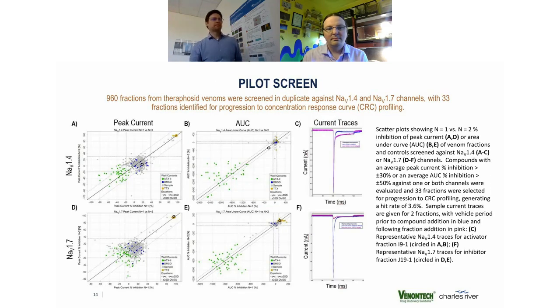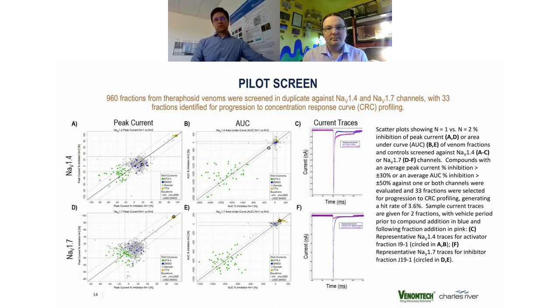So going into the data then, we tested 960 venom fractions in single point over 2 experimental days across both Nav1.4 and Nav1.7. In the graphs here on the left, we're showing the peak current amplitude, either for Nav1.4 or Nav1.7. In the middle, we have the area under curve, which we used for activators, and then some example traces on the right-hand side. What we're showing in the graphs is, the solid line is the line of unity between the 2 experimental days, and the dashed lines are our 3 times standard deviation for the DMSO controls.